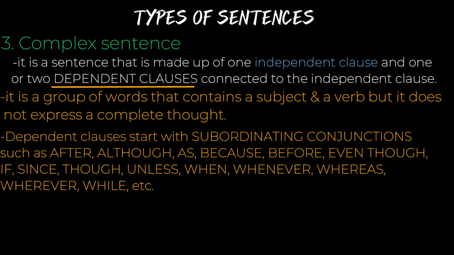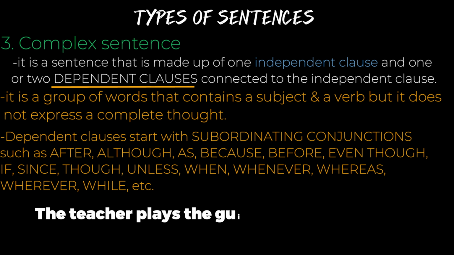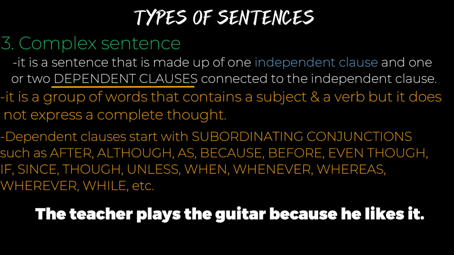For example, the teacher plays the guitar because he likes it. This is an example of a complex sentence. Because he likes it is a dependent clause, meaning it can't stand alone. We can't understand that alone. The teacher plays the guitar is an example of an independent clause, meaning we can understand that clause without because he likes it. And that's an example of a complex sentence.